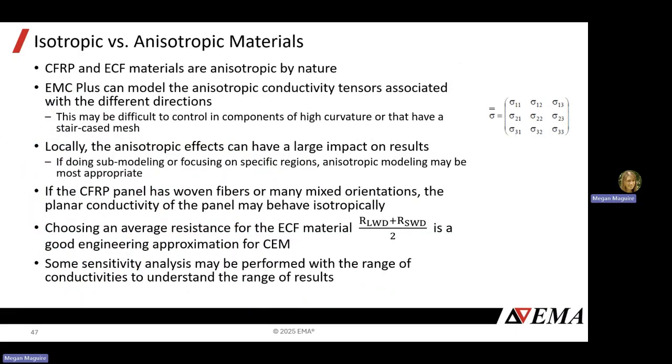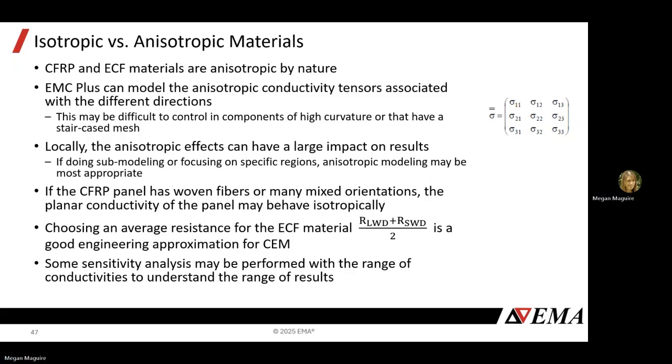So, isotropic versus anisotropic materials. CFRP, carbon fiber reinforced polymer, and ECF, which is expanded copper foil, are anisotropic in nature. The EMC Plus can technically model these anisotropic materials with anisotropic conductivity tensors associated with the different directions, but this can be difficult to control when your geometry has a lot of curvature or a staircase mesh. But locally, anisotropic effects can be important. So if you're working on submodels, you will likely want to take this into account.